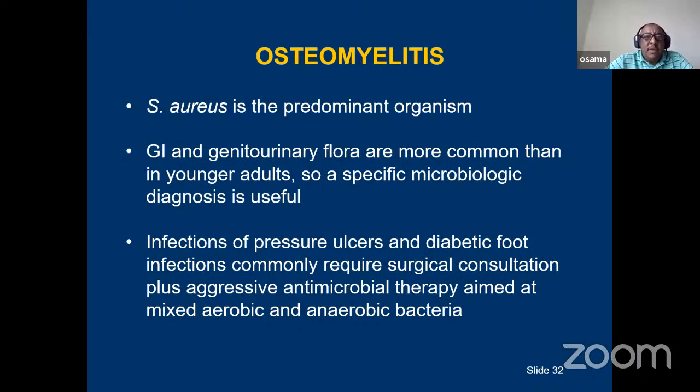Osteomyelitis. Also, Staph aureus is a predominant organism. GI and genitourinary flora are more common than in young adults, so specific microbiological diagnosis is useful. Infection of pressure ulcer and diabetic foot infection commonly require surgical consultation plus aggressive antimicrobial therapy aimed at mixed aerobic and anaerobic bacteria.